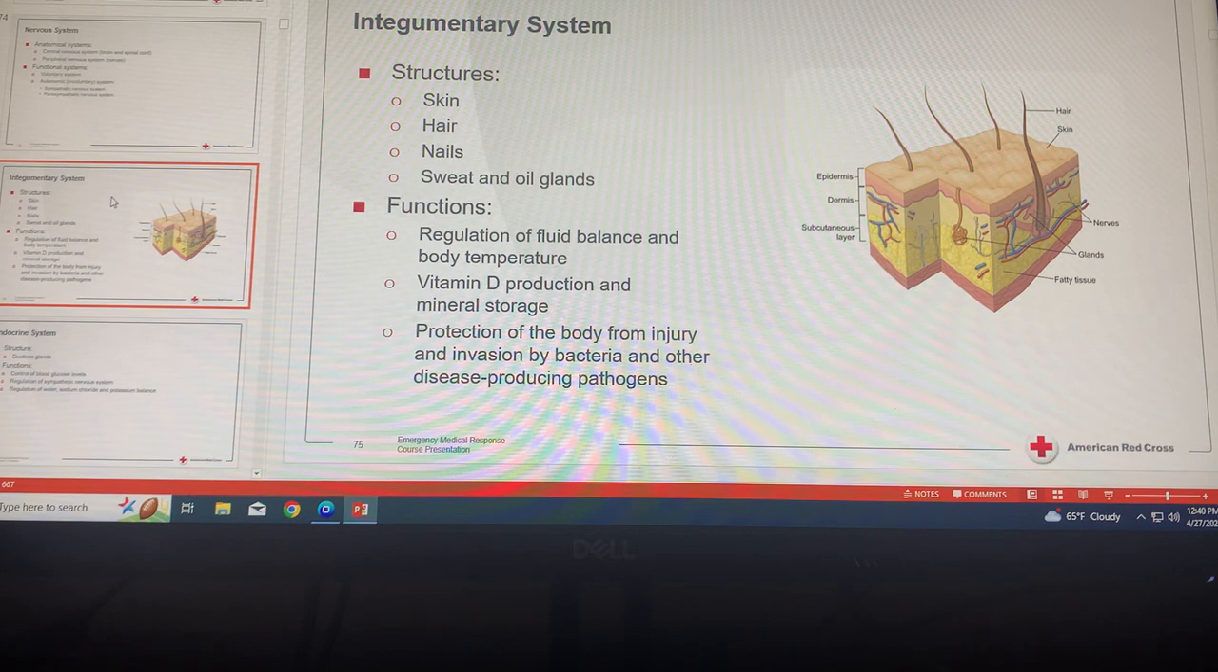Now we're going to discuss the integumentary system. The integumentary system consists of the skin, hair, nails, sweat glands, and oil glands. The skin separates our tissues, organs, and other systems from the outside world. The skin is the body's largest organ. It has 3 major layers, each consisting of other layers.